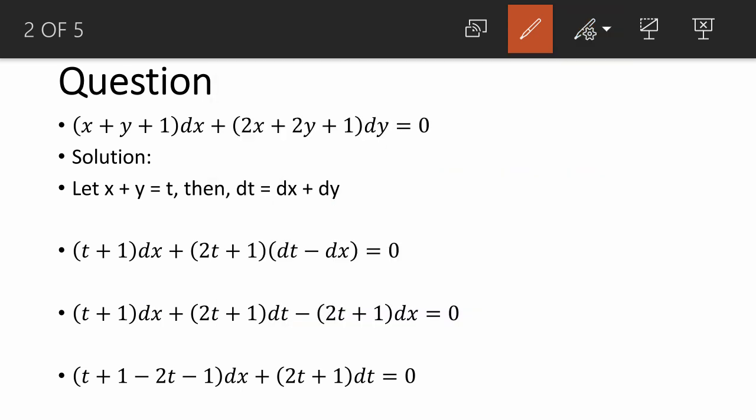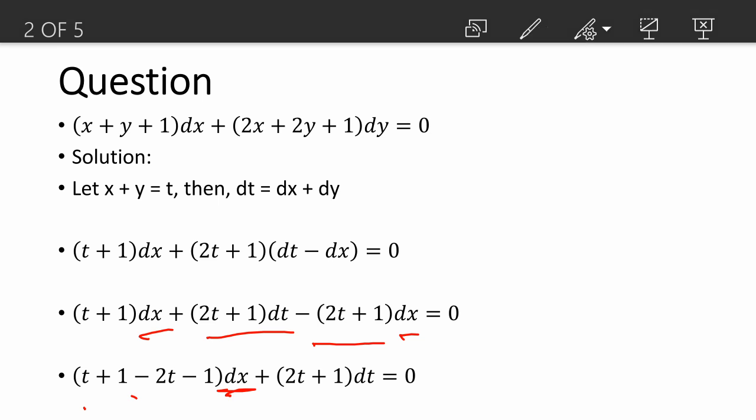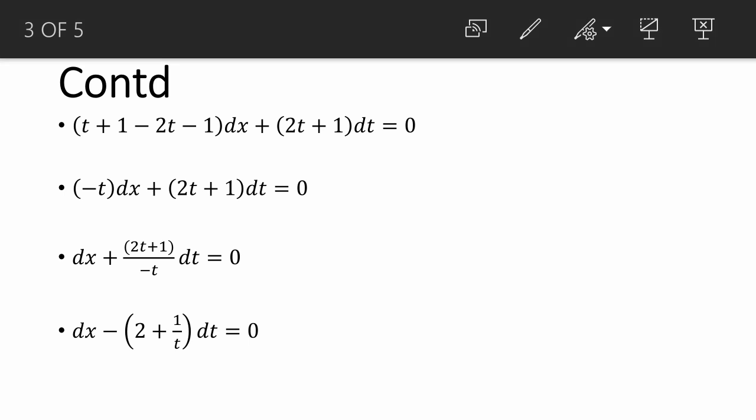If we do that, the dx is common here, so we can factorize the dx. That's what we did here. Then add whatever is in the bracket. So that's why we have (t + 1), then minus 2t, because this minus sign will affect everything here, so minus 2t minus 1, dx. Then you already have your (2t + 1) dt, all equal to 0. Now, if we continue from here, we have (t + 1 - 2t - 1) dx + (2t + 1) dt = 0.